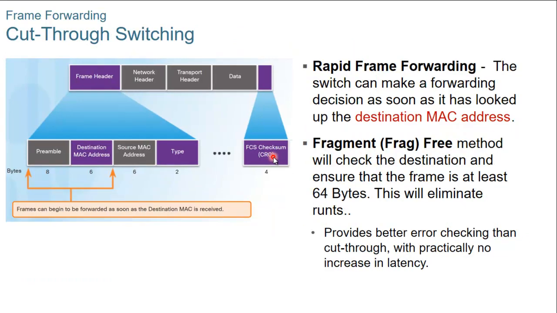In cut-through switching, we have rapid frame forwarding. The switch can make a forwarding decision as soon as it has looked up the destination address. It doesn't wait for everything else, just the destination address. Fragment-free method will check the destination and ensure the frame is at least 64 bytes. This will eliminate runts. Runts are frames that are less than 64 bytes and have a very bad FCS. And usually runts are created when there is a collision. This provides better error checking than cut-through, with practically no increase in latency.